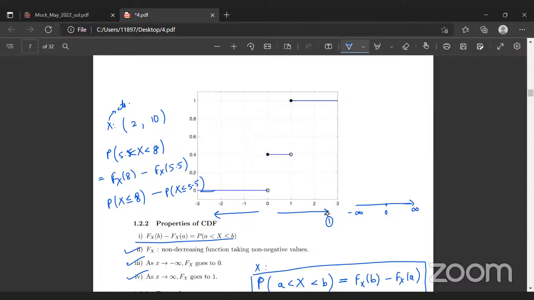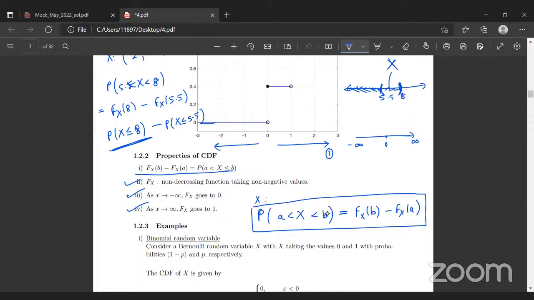So if you plot this on a real line, say this is your 5.5 and this is your 8. Now the probability that x is less than or equal to 8 is this side. And if you subtract the probability that x is less than or equal to 5.5, if you remove this part, then you will get the probability that x lies between 5.5 and 8. You should keep this property in mind because it comes in very handy when solving problems.